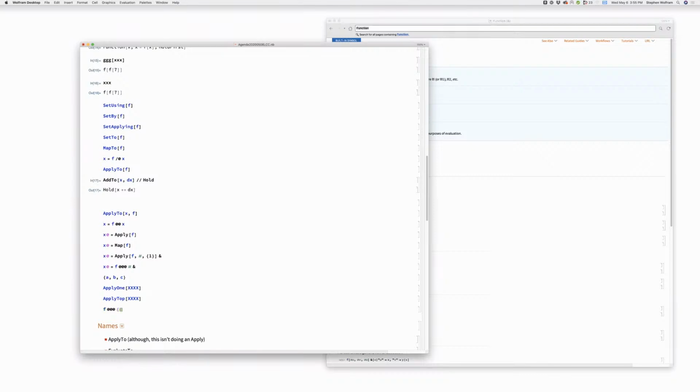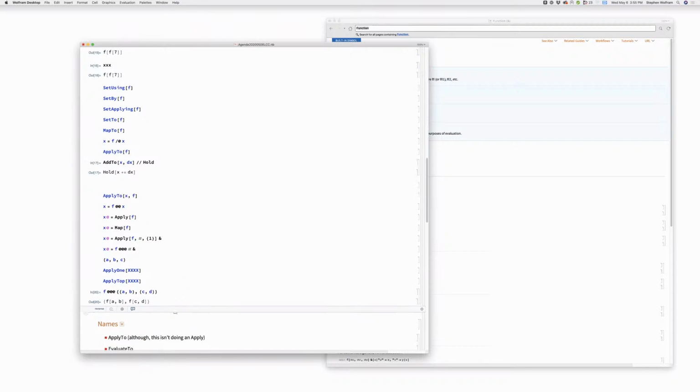So again, f triple at, let's say, A, B, C, D. Okay, so how would we describe that? Apply maybe inner. Apply first level. Apply each. That's interesting. Yeah. We need to wrap soon here. Apply each is interesting. I kind of like that. Yeah, that's a good name. Yeah, it's good.